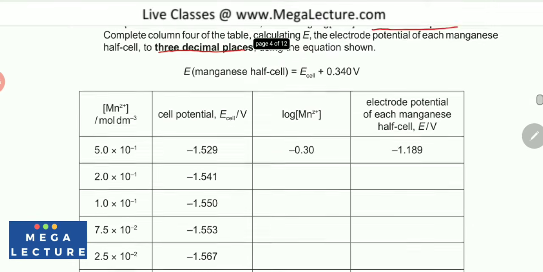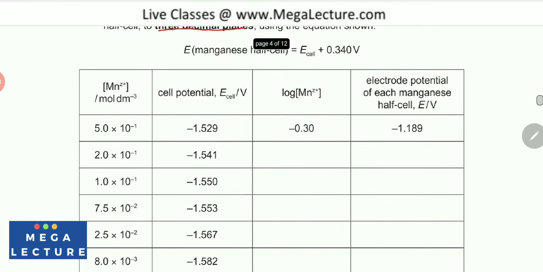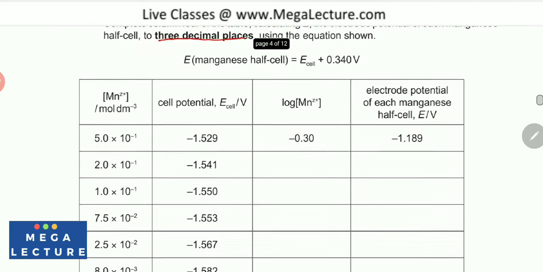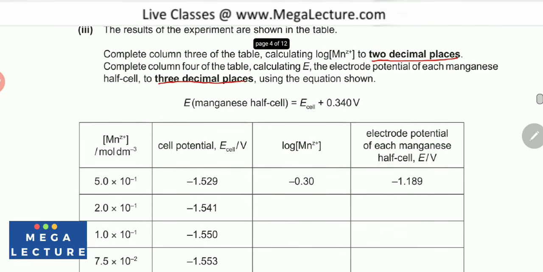Now, when you're trying to fill the table, you can do your calculations. Everything is provided. Although you don't really need to understand this, you've been given a formula to calculate the electrode potential of the manganese half cell, which you have to do over here. So you can use this equation. The E cell is given in this column over here. Put that in, and you're going to get the value of the potential of the manganese half cell by just using the formula. There's no need to understand this formula, but I'm going to explain it anyways.